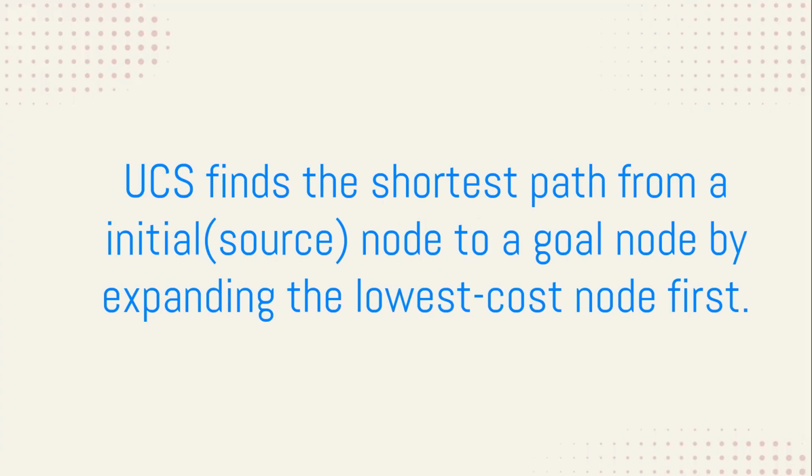But before comparing both of them, let's have a quick go through and understand what these algorithms really are. So uniform cost search starts at the initial node and explores its neighbors. The node with the lowest cost is selected next, and this process continues until the goal node is reached.